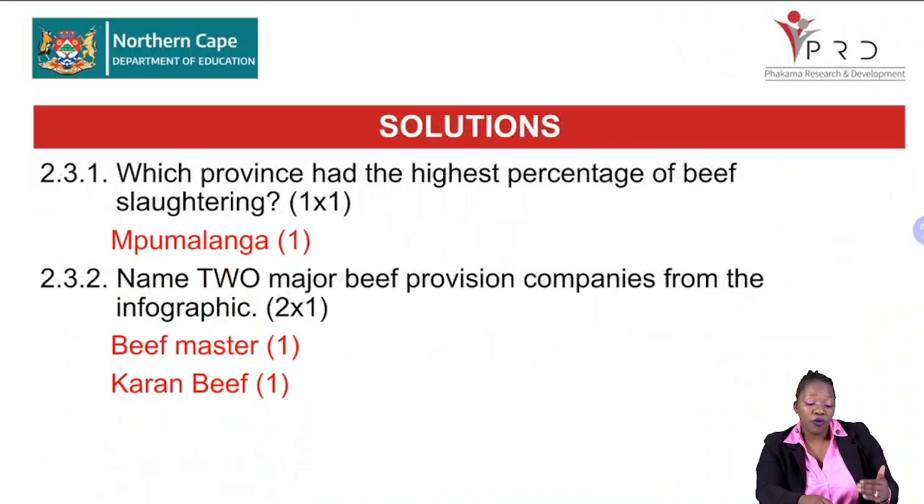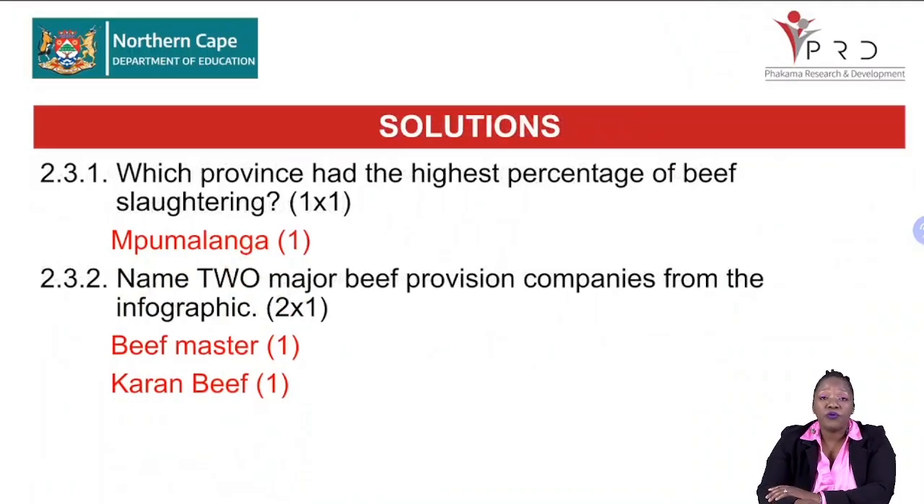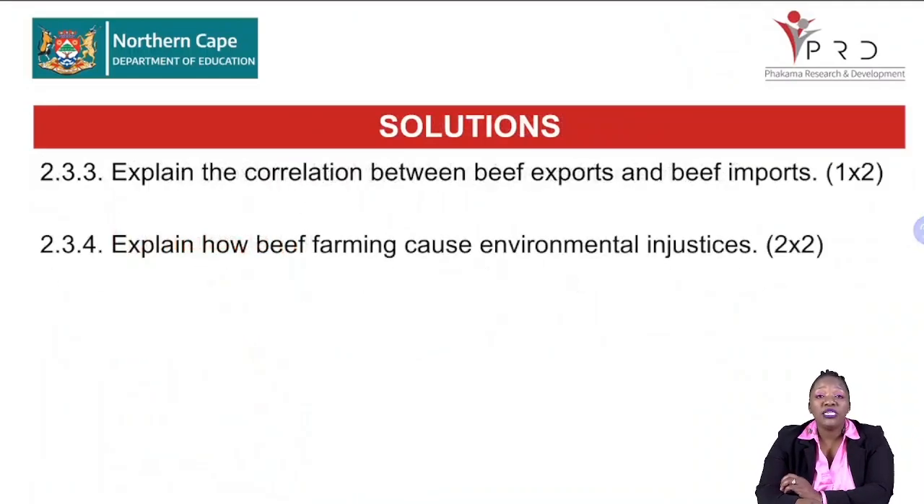Remember, you might know some companies that produce or provide beef, but now the question says from the infographic, which means you need to bring the ones in the infographic, not the ones that you know. So we've got the Beef Masters as well as the Karen Beef. You have 3 marks that you take from the infographic. Again, the importance of going through the infographic.